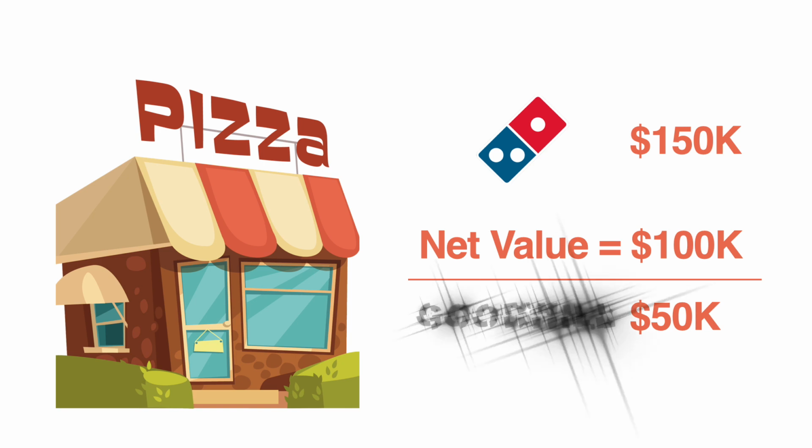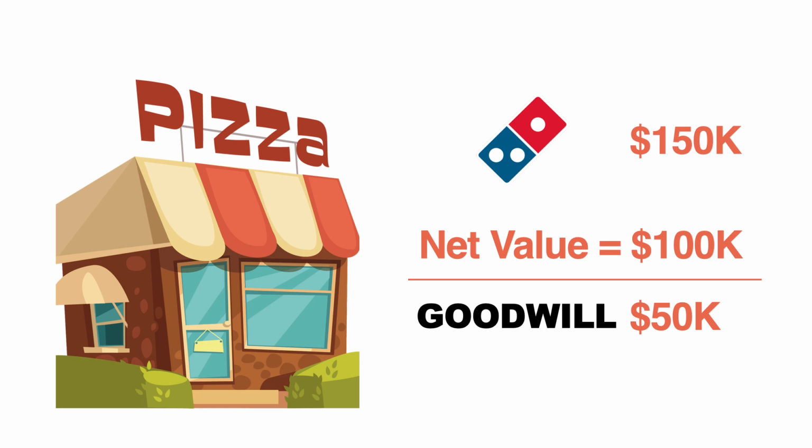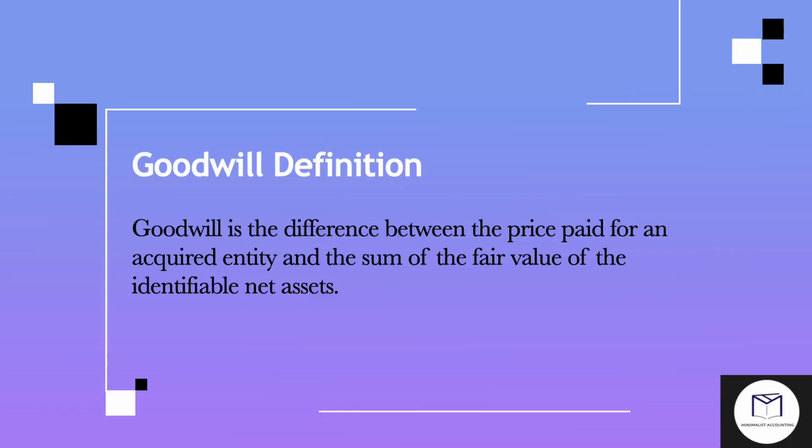That right there is goodwill. In simple terms, how much is their restaurant's reputation worth? What about its strong clientele base? The excellent management? GAAP recognizes that all of these intangible things are an asset to a business, and when sold, their worth can all be grouped under the term goodwill. Accounting defines goodwill as the difference between the price paid for an acquired entity and the sum of the fair value of the identifiable net assets.